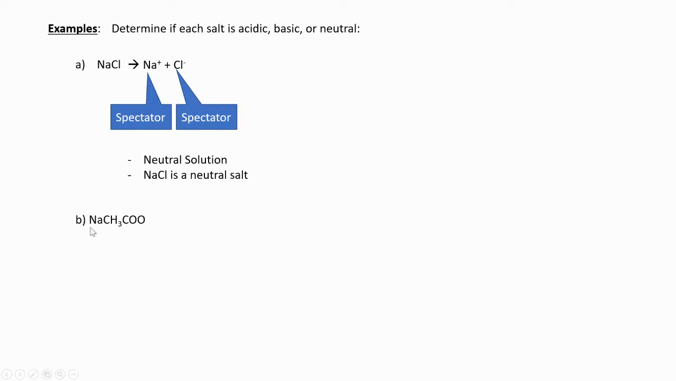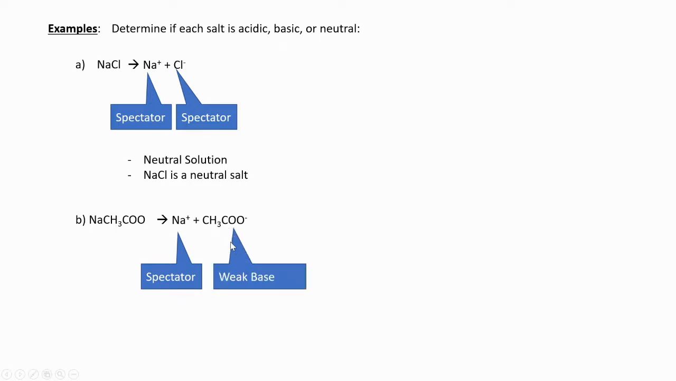Let's look at B. This is going to break up into Na plus and acetate, CH3COO minus. Na plus, we know, is a spectator. CH3COO minus is going to act as a weak base, so you know it's going to be a basic solution because it's acting as a weak base. What we need to do now, in a multiple choice question, we would maybe just stop here.